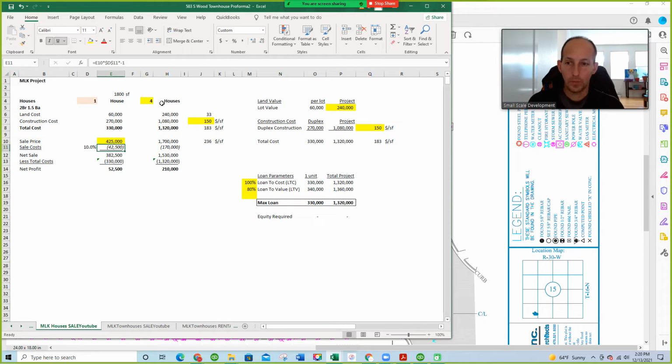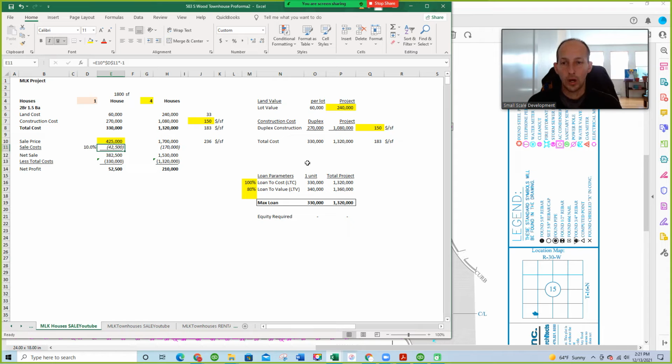So again, this is just to kind of give you a feel for what those numbers look like. You will have to do your due diligence to know what things can sell for, and we'll talk about how to determine that later, and then also know what it's going to cost you to build it, and then any other sort of hidden cost you may have.